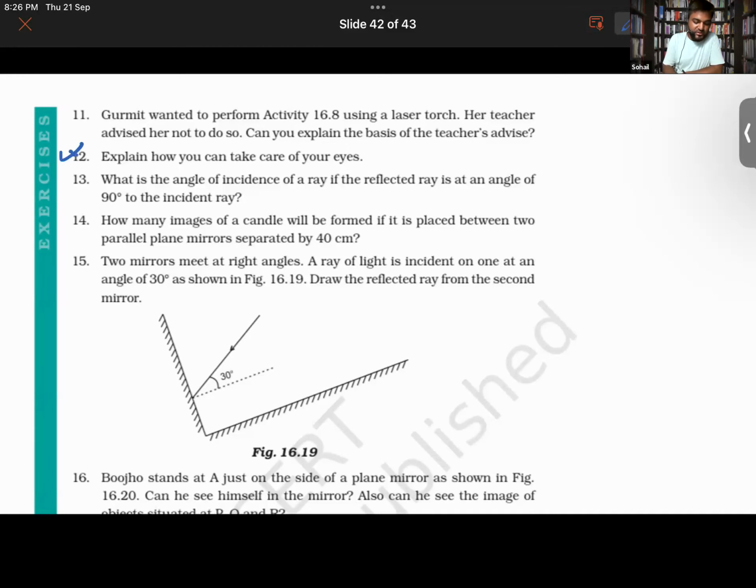Question number 12, simple thing, how to take care of your eyes. Okay, that you have to answer yourself. What is the angle of incidence of a ray if the reflected ray is at an angle of 90 degrees to the incident ray?